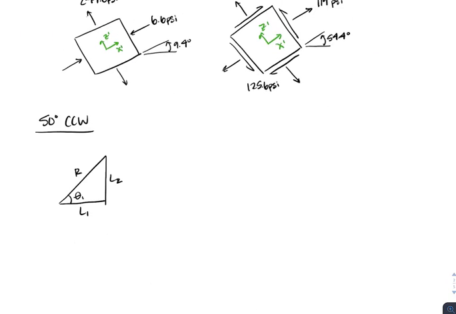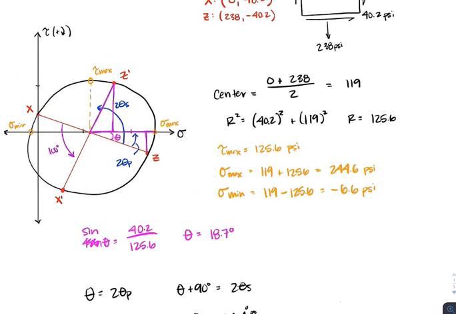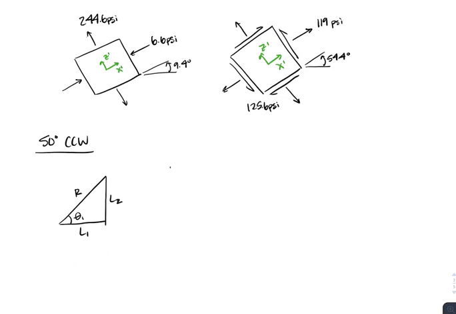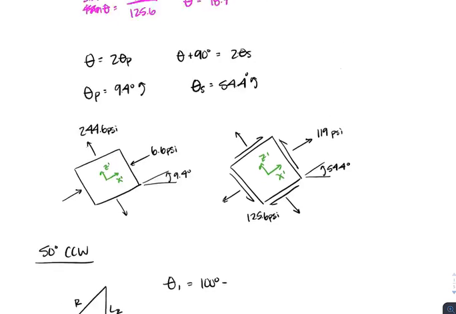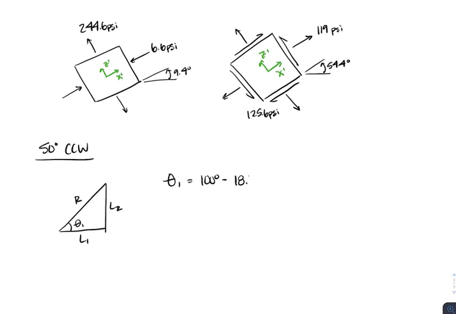The first thing we got to do is figure out what that angle theta 1 is. If we look back to our Mohr's circle, you can see that theta 1 is just going to be 100 degrees, which is what we rotated, minus that pink theta that we had originally solved for. So our theta 1 is equal to 100 degrees minus 18.7, which gets us a value of 81.3 degrees.